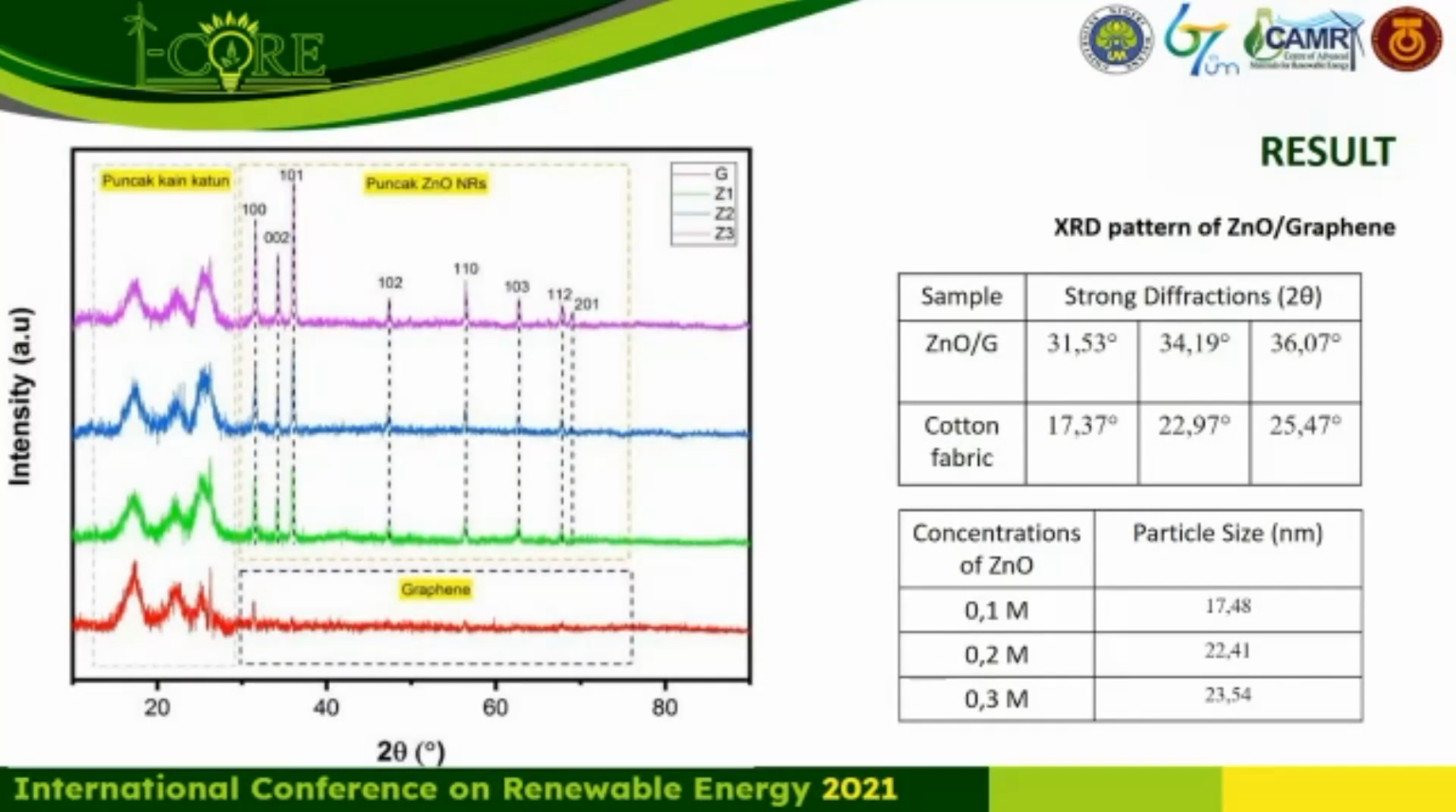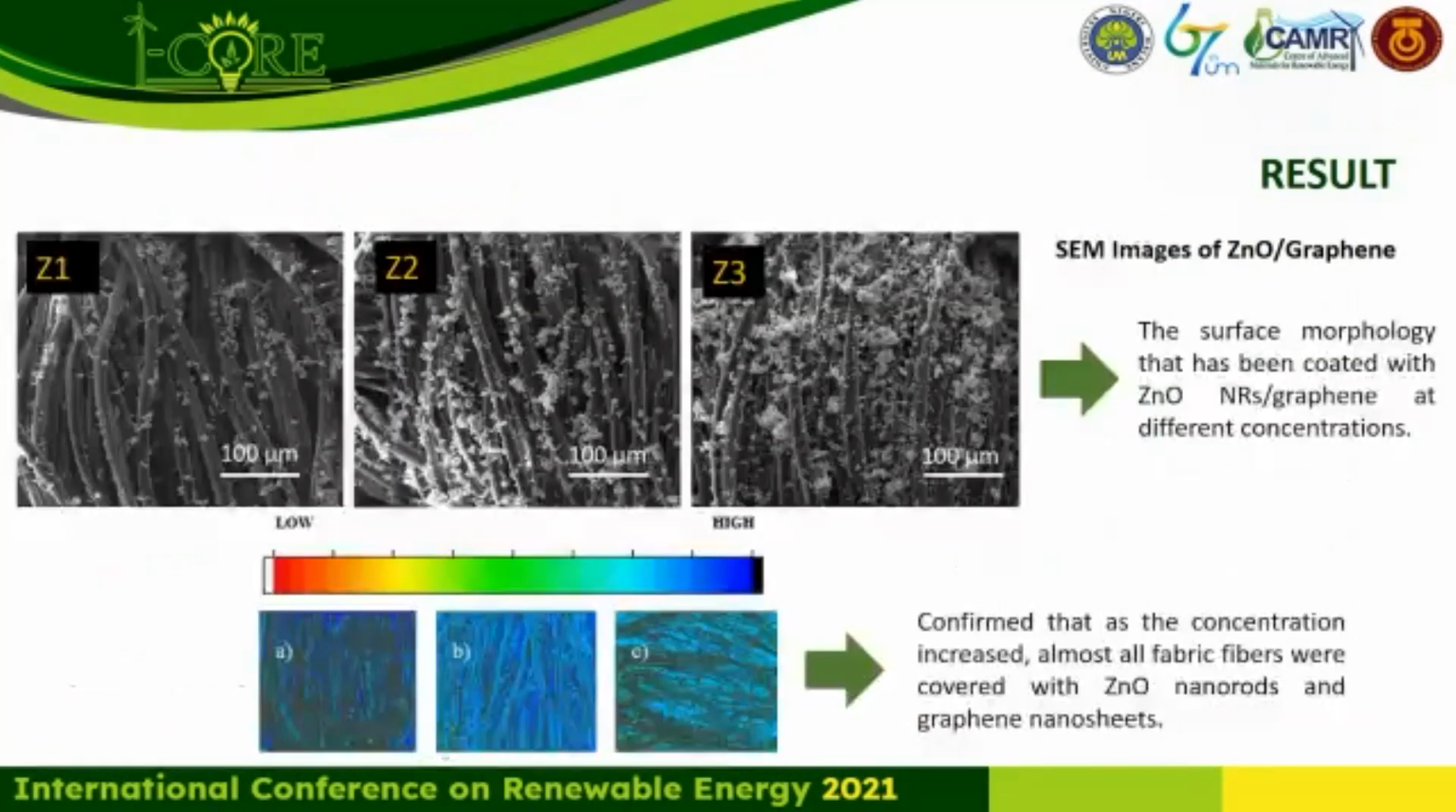The ZnO crystal size is calculated using the Scherrer formula. Based on the calculation that has been carried out, the average size at each concentration of ZnO is shown in this table. This is in accordance with the Scherrer formula: if the theta is getting smaller, the particle size will be smaller, and vice versa.